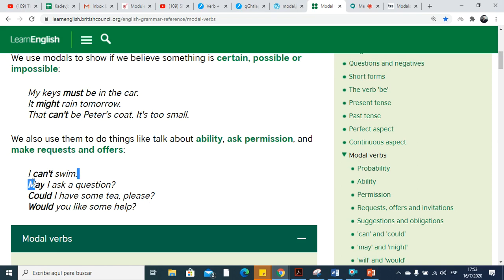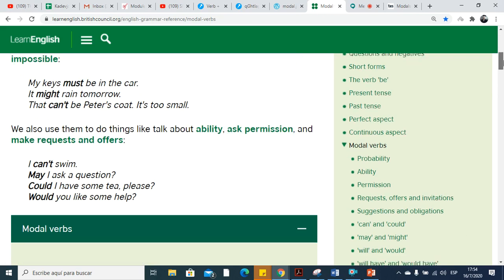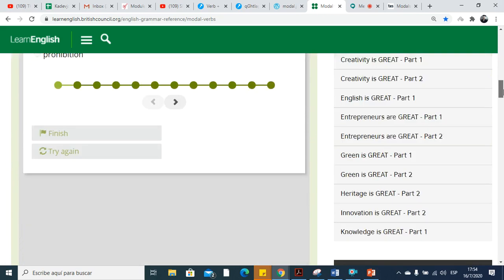Si tuviéramos que traducir esto, literal, no puedo nadar. I can't swim. May I ask a question? ¿Podría hacer una pregunta? Could I have some tea, please? Podría, o en este caso, puedo tomar o puedo tener un poco de té. Would you like some help? ¿Te gustaría que te ayude? ¿O te gustaría un poco de ayuda? So, as it says in here, ability, permission, or make requests and offers.